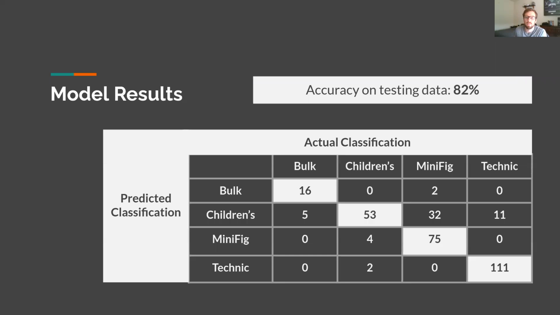So here were the results of the model. The accuracy was around 82%, and you can see the confusion matrix here below. For the most part, it was performing pretty well. The only category it really struggled with was children's. This category had a lot of false positives in it, especially it predicted a lot of the minifigures to be children's.